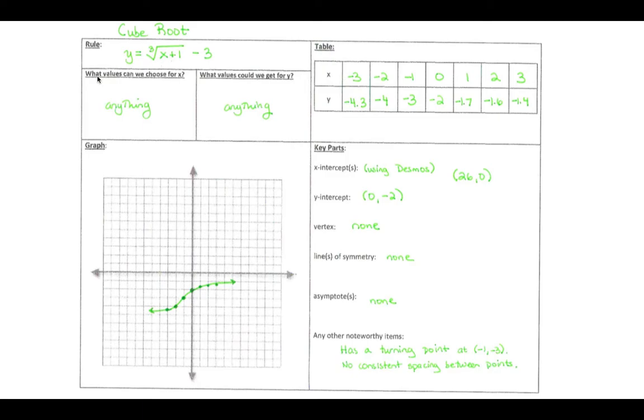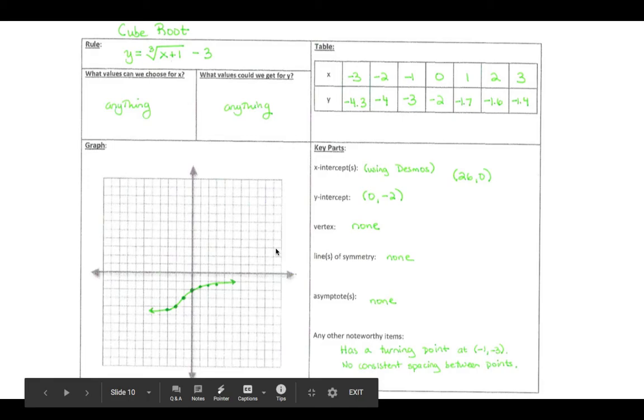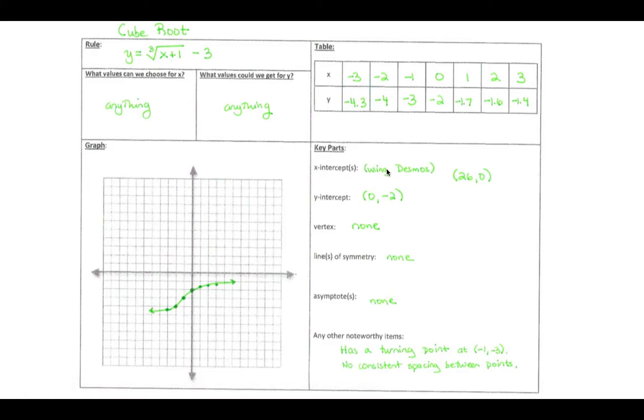And when I graphed it, I noticed I was getting this kind of flat, swooshy thing. And so I was curious, would this right side ever cross the x-axis? I mean, it says I could get anything for y, so I'd assume that eventually I'm going to get positive y answers. So using Desmos, I was able to discover it crossed the x-axis at (26, 0). So it eventually starts getting to positive y's. It's just going to take a really long time.